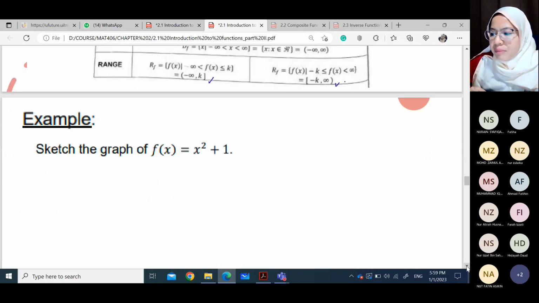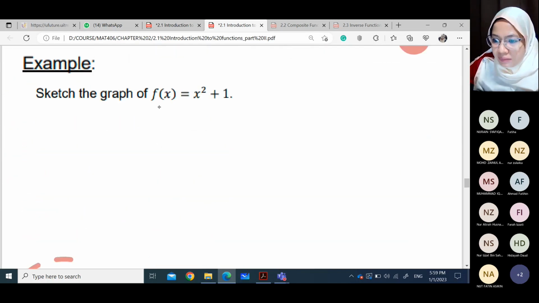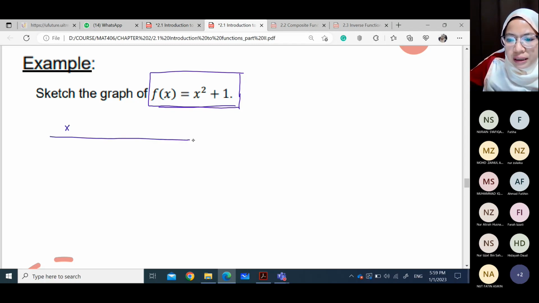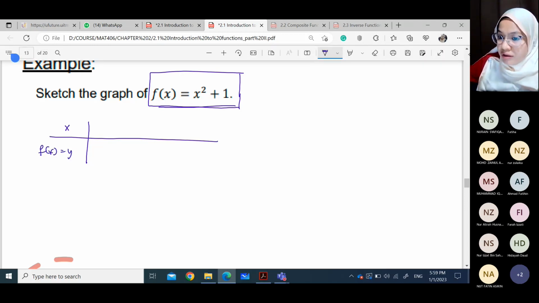Okay, so now we look at this example. Sketch the graph of the function x squared plus 1. So based on this function, we know that this is a quadratic because the highest power of x here is 2. So bila you jumpa x kuasa 2 plus something, itu adalah quadratic equation. Okay, so now we sketch the graph. Sama juga lah, kita kena buat satu jadual. So x domain and f of x, it is also y. So based on the notation above, x can be any number. So you can choose any value for x.